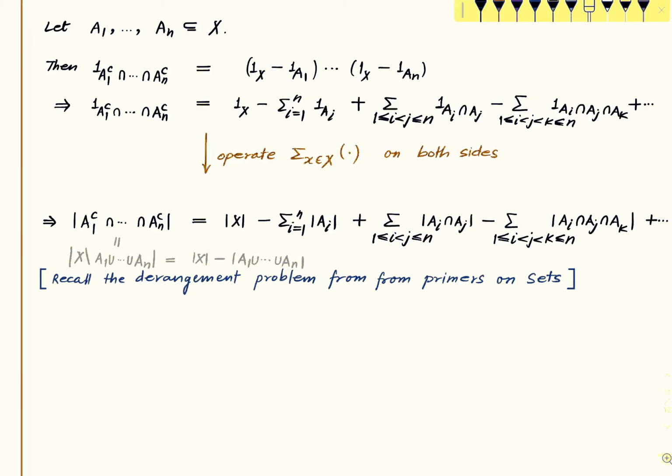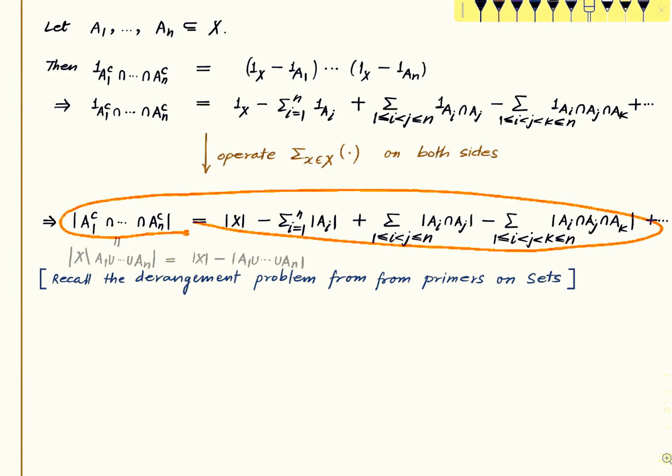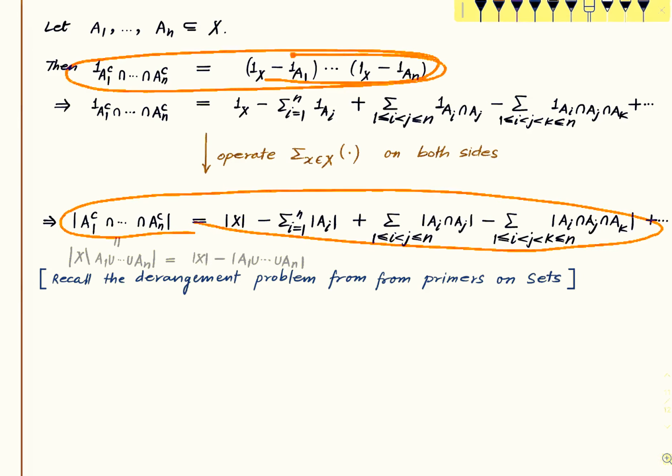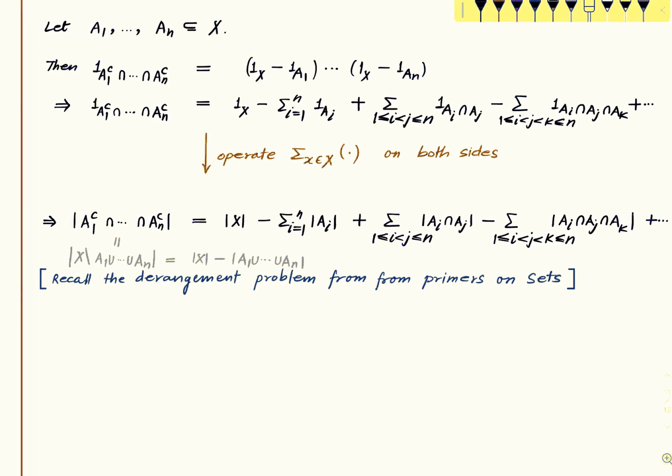So what was I saying? So this inclusion-exclusion formula is just a consequence of this equation, and that's amazing. And think about the problem on derangement that we saw in the primer on sets that we discussed. Okay, so that's a very nice consequence, and I think that is it.